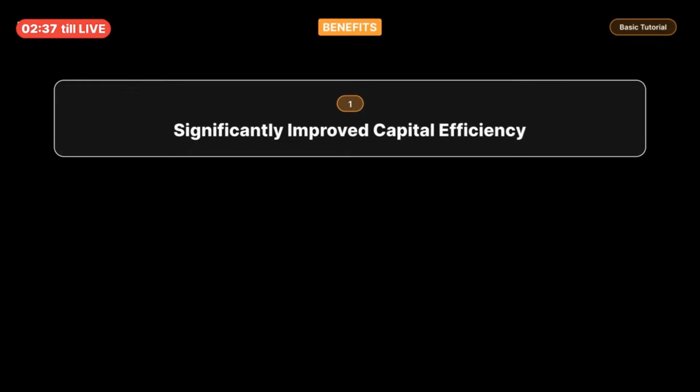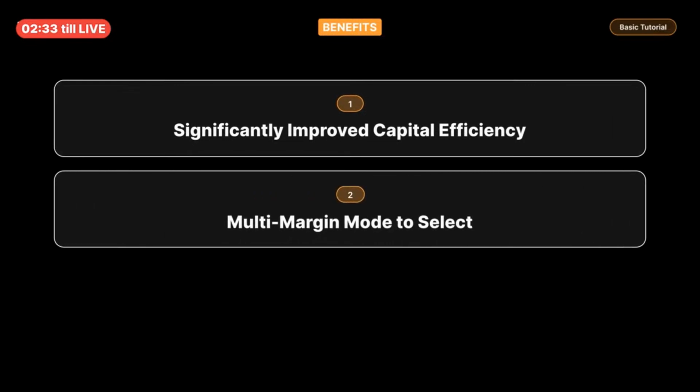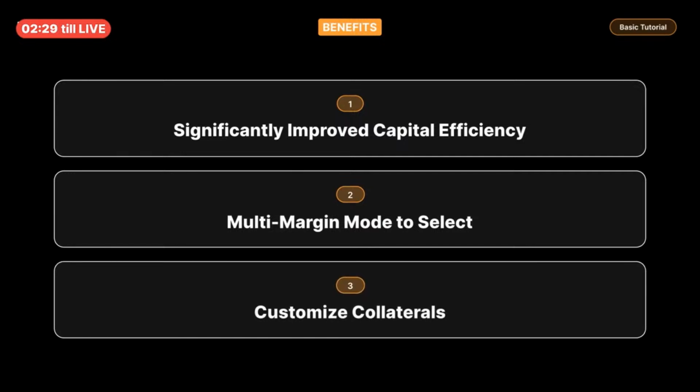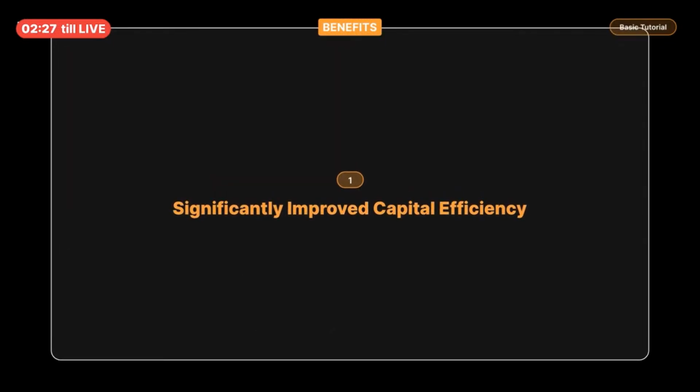1. Significantly improved capital efficiency. 2. Multi-margin mode to select. 3. Customized collaterals.